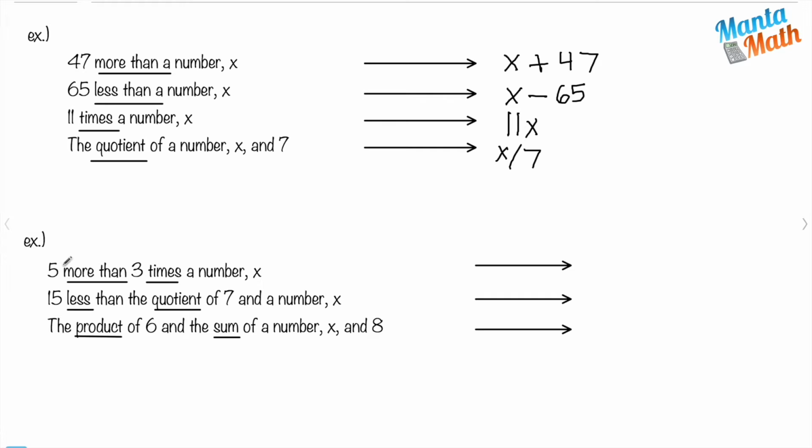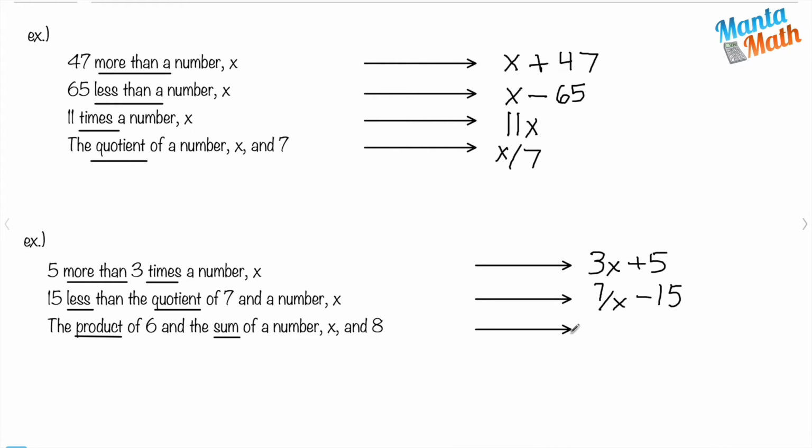The first one says 5 more than 3 times a number x. Okay, so you know you have 3 times the number x, 3x, and you know it's 5 more than, so you're going to plus 5. The next one says 15 less than a quotient of 7 and a number x. Since 7 shows up first, you know that 7 is being divided by x, and it's 15 less than this answer, so it looks like this.